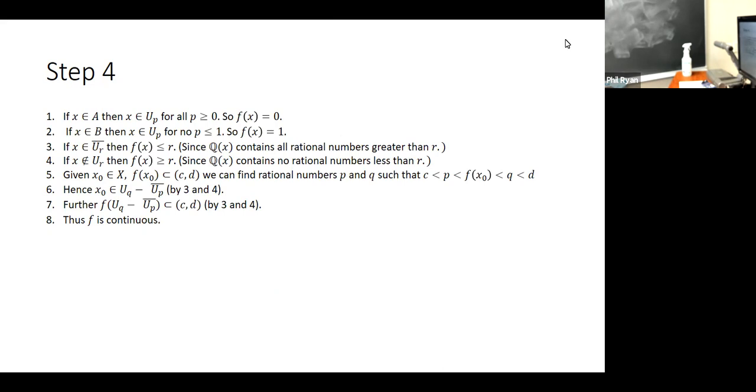And then continuity is the only one thing that we need a moment to think about. But the way we've set it up, continuity comes straightforward, because if x is in the closure of U_r, then f(x) has to be less than or equal to r, right? Because Q_x of that point contains all the rational numbers greater than r. And if x is not in some U_r, then f(x) has to be greater than or equal to r, because again that set Q_x contains no rational numbers less than r.